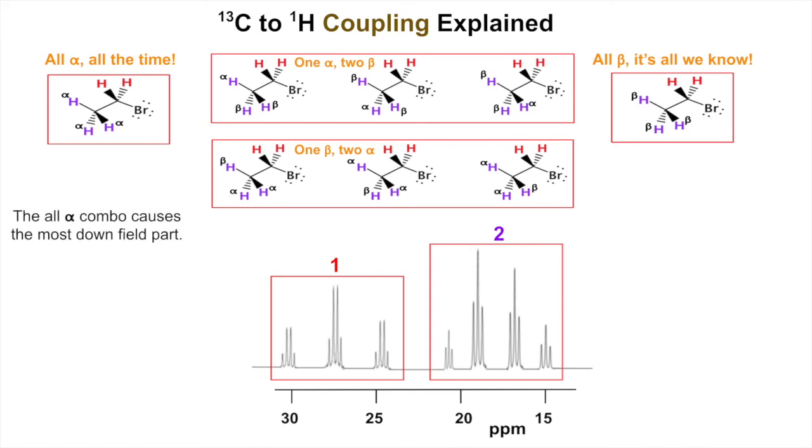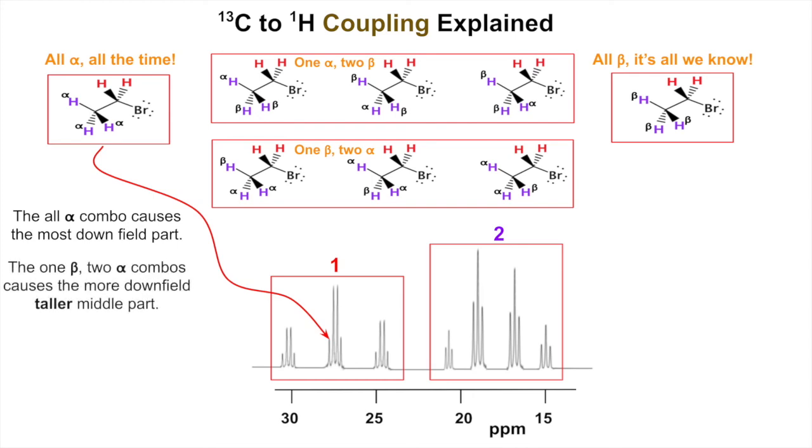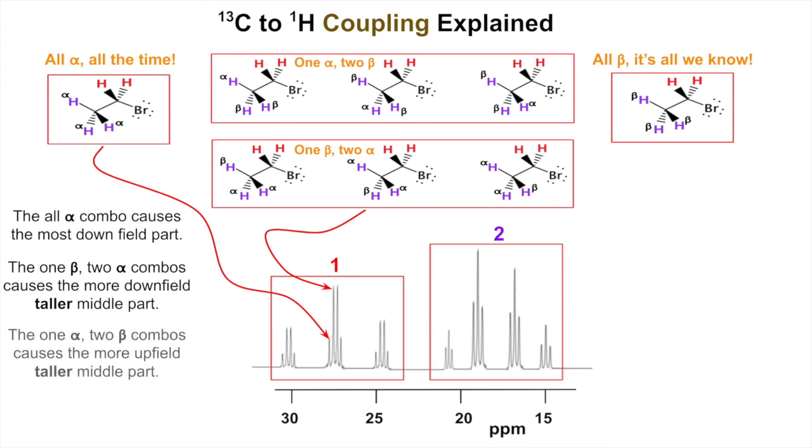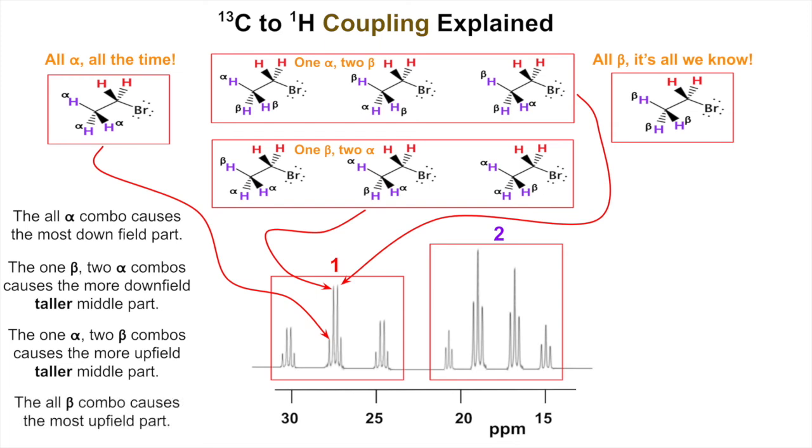The alpha combos cause the most downfield part of each signal's quartet. And then when you have the 1 beta and 2 alphas, they're the tall middle one that's more downfield. And then when you have just 1 alpha and 2 betas, then you're the taller middle, but to the right, more upfield. And finally, the all beta, beta, beta. I got too excited about my betas. That's the most upfield of the quartet.